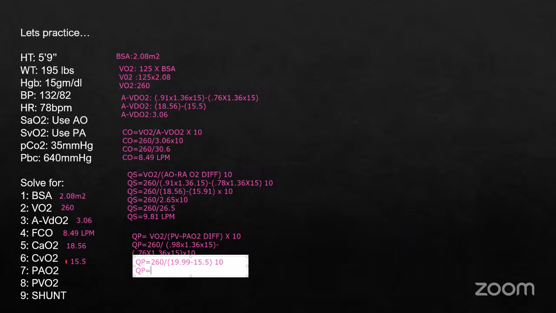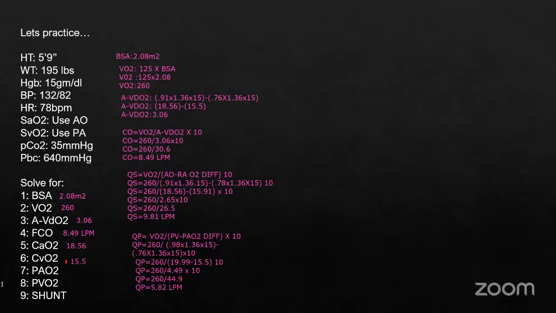So QP, again, 260 divided by... So go ahead and subtract 15.5 from 19.99, and that is going to be 4.49 times 10. One more time, QP equals 260 divided by 44.9. And then lastly, I finally made it to my result. So it's going to be 260 divided by 44.9, and this is going to be 5.82 liters per minute on my pulmonary flow. Okay, so I have all the information. Go ahead and plug in here if you want. This is going to be 19.99, and this one is going to be 15.5.